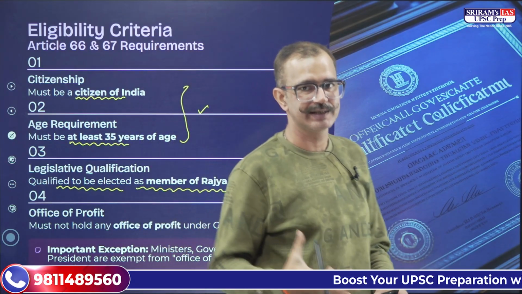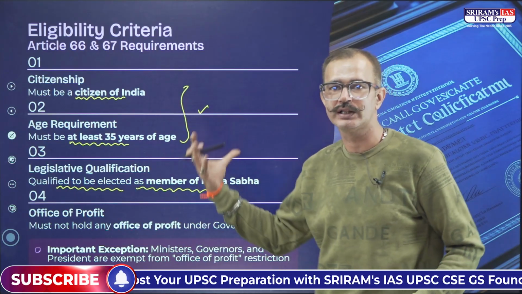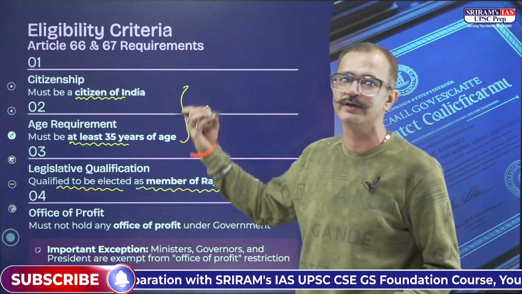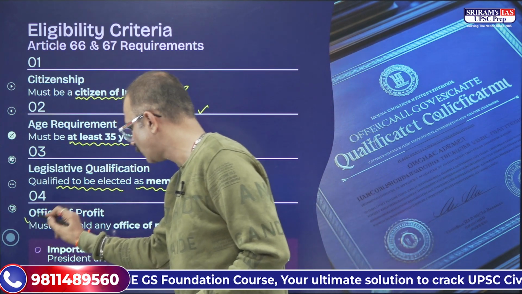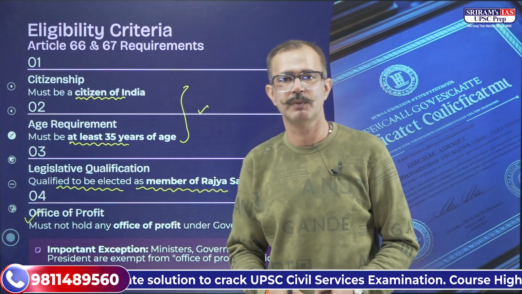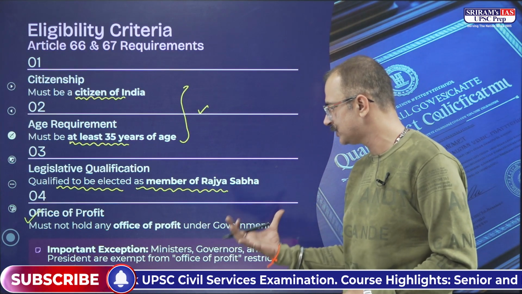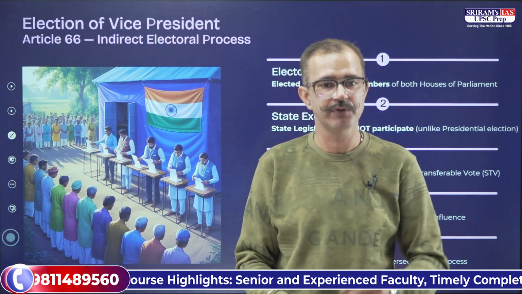In the case of the President, we have seen that he must be qualified to be a member of Lok Sabha, but for the Vice President, he must be qualified to be a member of Rajya Sabha, and then he must not hold any office of profit under the government. And we know the exceptions to the office of profit are the President, Vice President, Ministers, Governors. They are exempt from the office of profit.